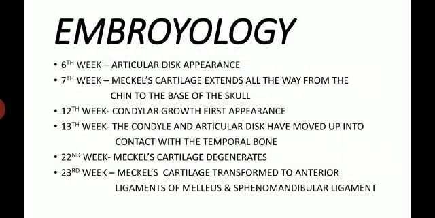Embryology. 16th week, articular disc appearance. 7th week, Meckel's cartilage extends all the way from the chin to the base of the skull. 12th week, condylar growth first appears. 13th week, the condyle and articular disc have moved up into contact with the temporal bone. 22nd week, Meckel's cartilage degenerates. 23rd week, Meckel's cartilage transfers to the anterior ligament of the malleus and sphenomandibular ligament.